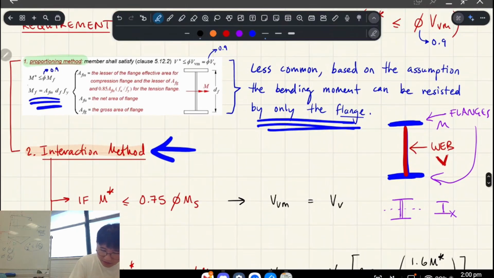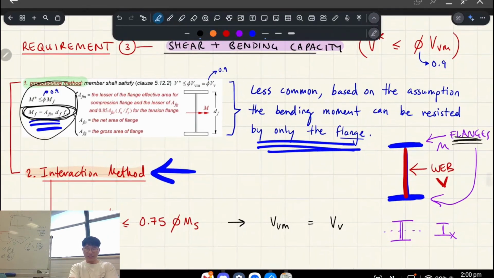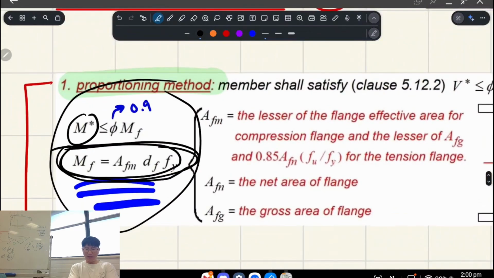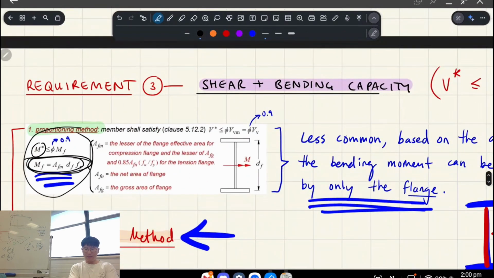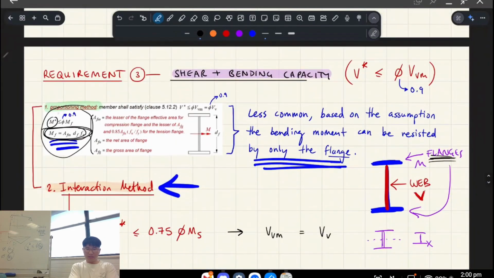And so what this is talking about is if your bending moment from just the flanges, without any contribution from the web, is able to take on the max bending moment, then happy days basically. And yeah, that's what the proportioning method is, okay?